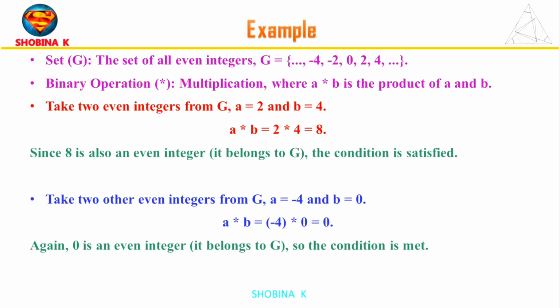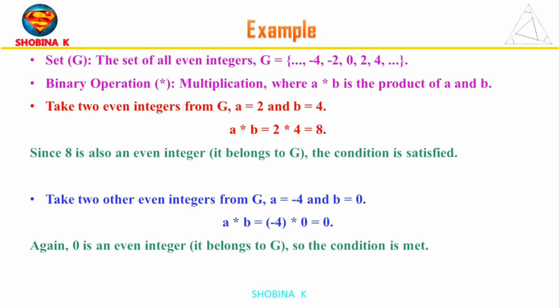In this example, G is a set of even integers. Asterisk represents multiplication. Now let's check if asterisk is a binary operation on G based on the definition. That is, for every pair of elements A and B in the set G, the result of the operation A asterisk B must also be an element of set G. Let's test it. Take two even integers from G. Let's take A equals 2 and B equals 4. On multiplying A and B, we get 8. Since 8 is also an even integer, it belongs to G. And the condition is satisfied.